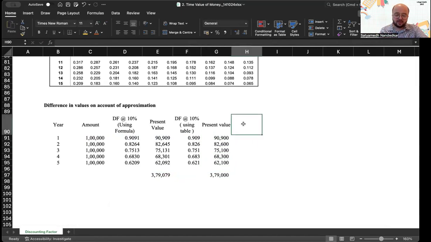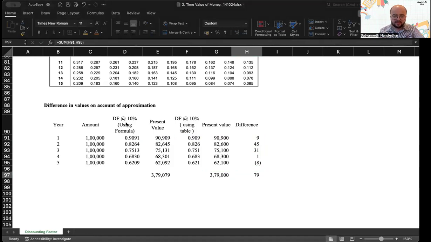Now, check the difference in the values. For each year, I want you to check the difference. If you are using the formula, your present value is 90909. If you are using the discounting factor table, your answer is 90900. How much is the difference? The difference is 9. Then in the year 2 values, the difference is 45. In year 3 values, the difference is 31. Then it is 1. Then it is minus 8. How much is the total difference? The difference between these two values is a net amount of 79.